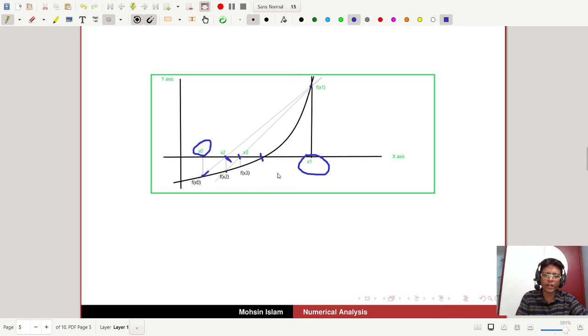And this is the root, actually, the exact root of the equation. So this approximation goes on, and the approximation converges to the root alpha. So this is the secant method, and this is the geometrical interpretation, and that is why the name is secant method.